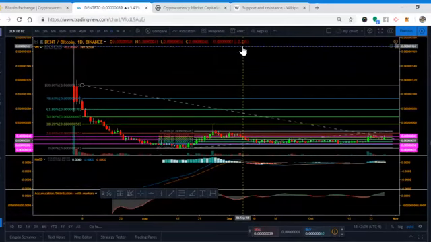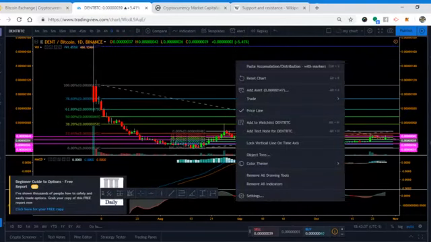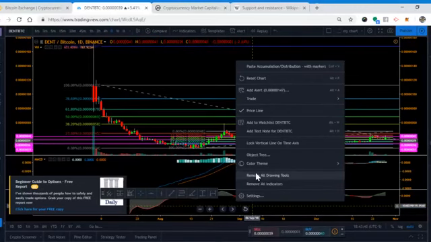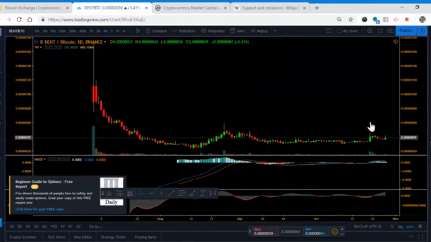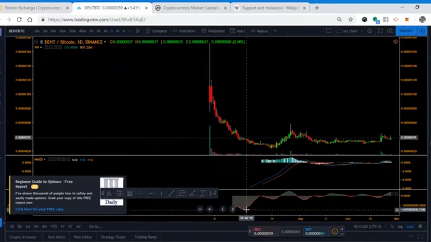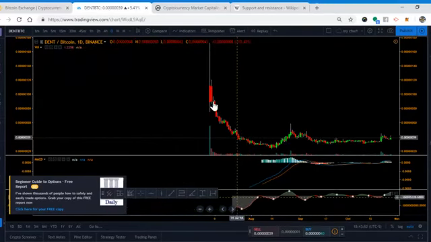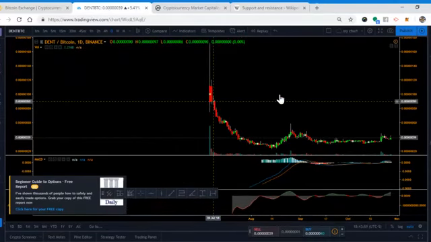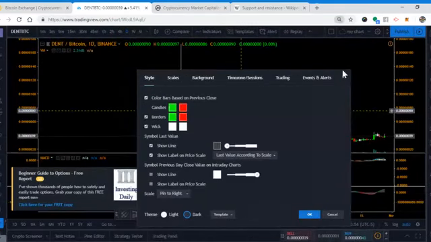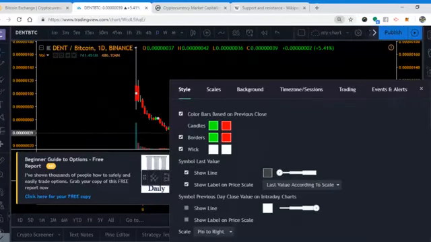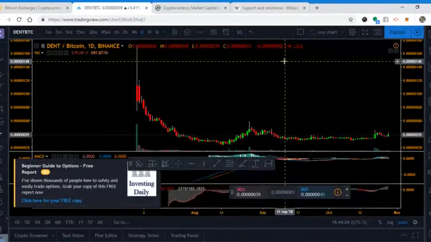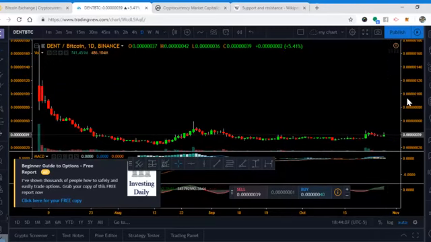Okay, so let's get rid of all this. This is a little analysis I was giving earlier. Let's remove all drawn tools. There we go. Now, let's blow this up a tad bit. What are we looking at right now? We're looking at the day chart. Let's open this up a tad bit. Hold on. I'm opening the wrong thing up. There we go. Let's blow this up.